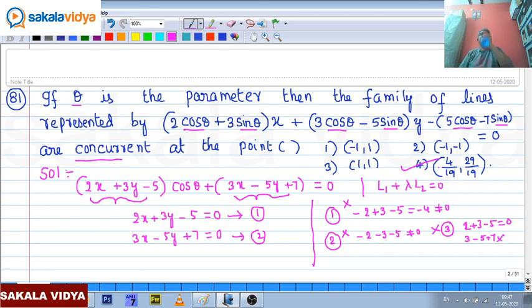Otherwise solve 1 and 2, you will get the point of intersection. Solve 1 and 2. We get point of intersection equal to 4 by 19 comma 29 by 19.